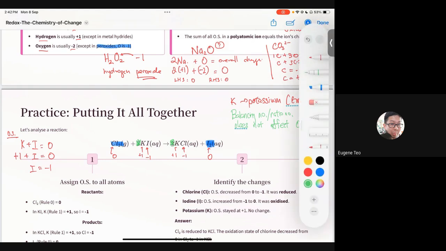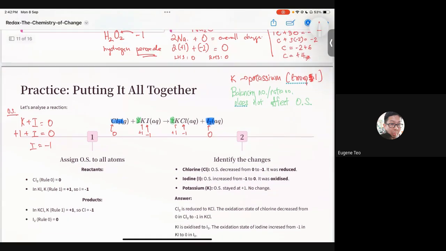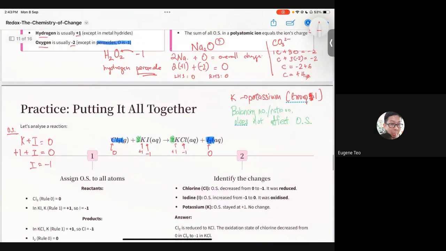Now, once we are done identifying and assigning oxidation state to all the atoms, we're going to identify the change. So what you realize, Cl, the element chlorine, initially oxidation state is 0, and after that it becomes -1. So I'm going to draw an arrow like that. I know that the oxidation state decreased because it went from 0 to -1. So because it's decreased oxidation state, this is reduced.